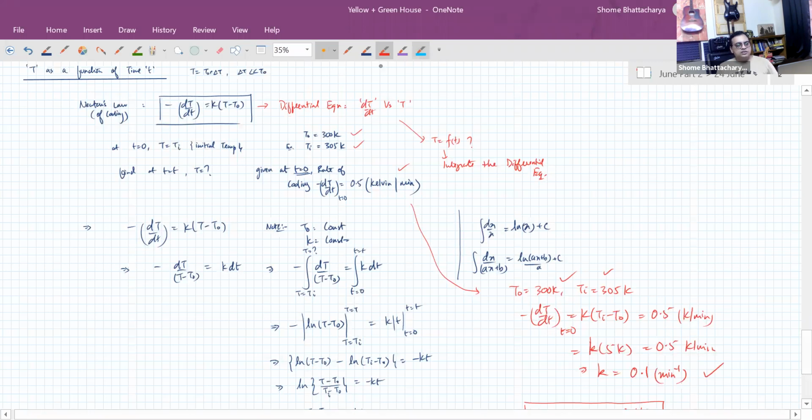Okay, so this is the process. Just start with Newton's law of cooling, which is expressed as a differential equation, and integrate that relation to find temperature as a function of time. So that integration step is done over here.